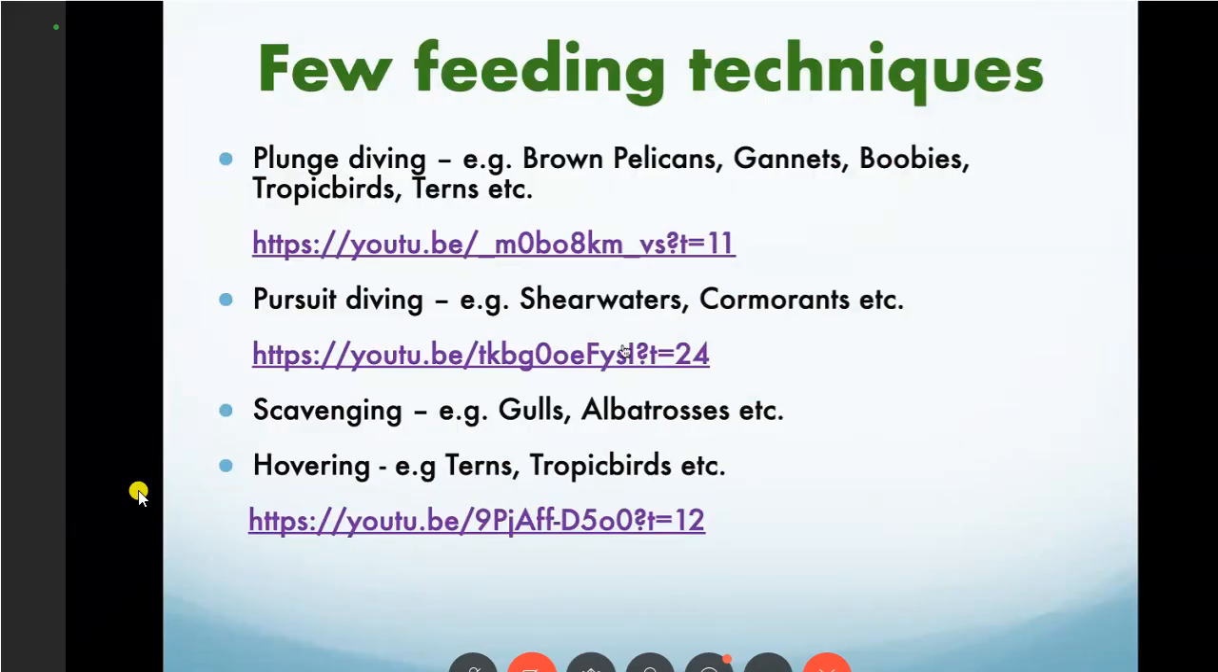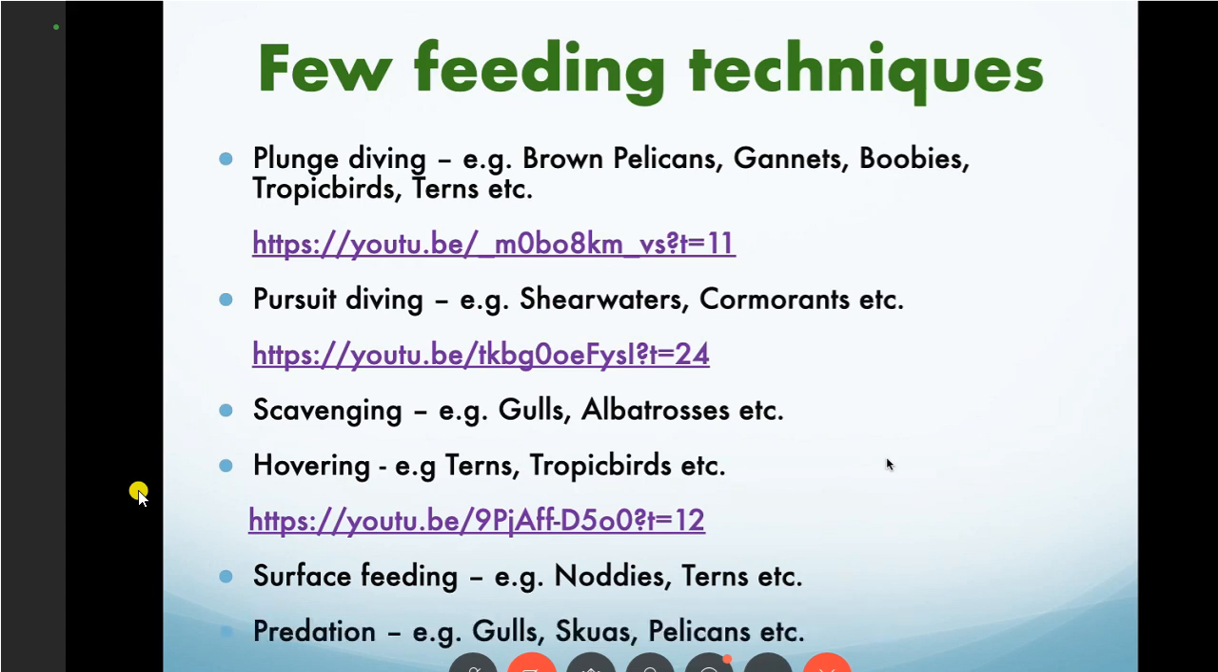So that is another technique, hovering, and tropic birds use it a lot more than these other birds. Then obviously there is surface feeding, which again noddies and terns do. We just had a look at the image of a noddy, and that's how they pick up prey from the surface of the seawater. And obviously there is predation. There are gulls, skuas, some pelicans, and even albatrosses, which prey on the nests of other seabirds. They even eat eggs and chicks. That happens in the seabird world as well.